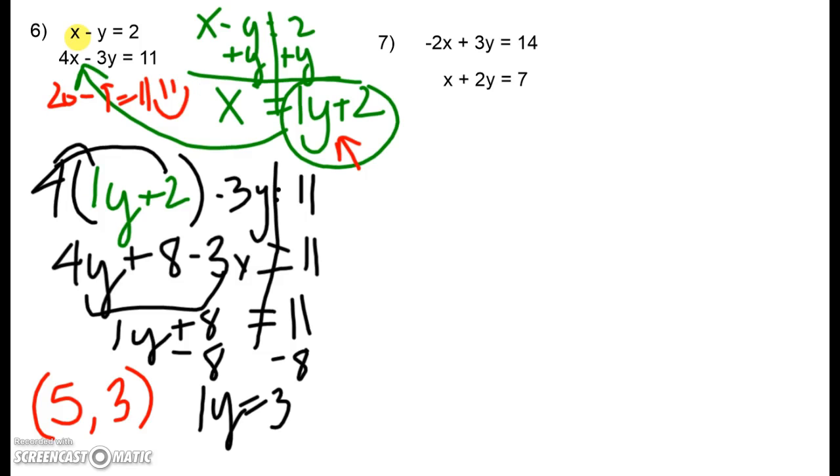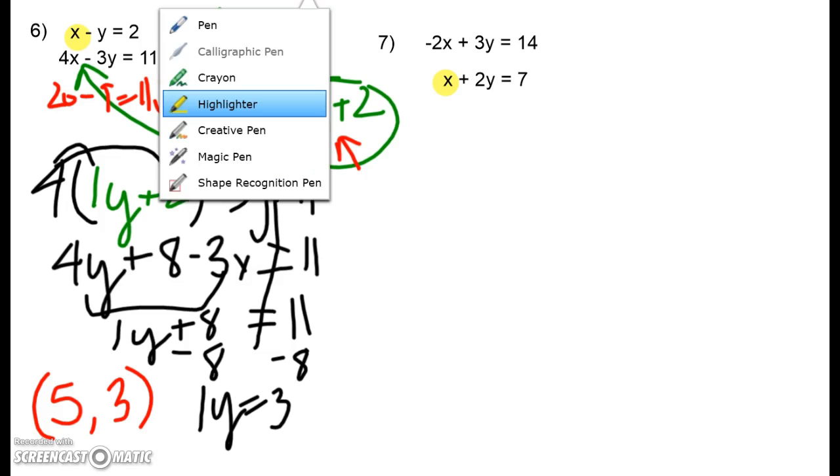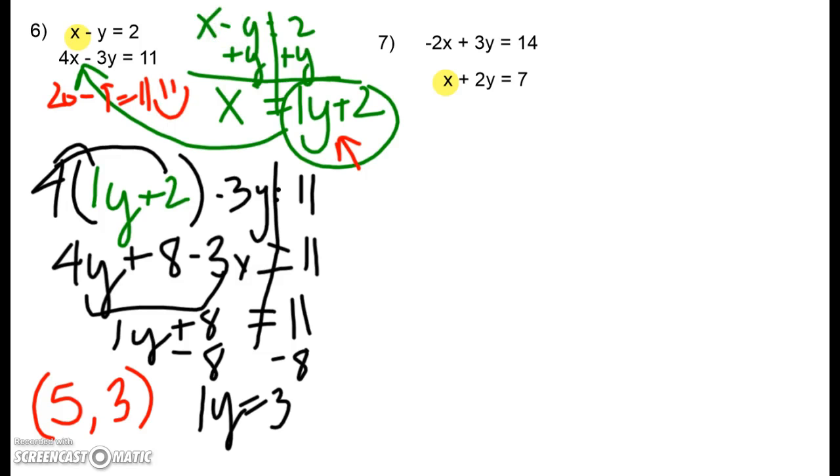All right. Let's try number 7 just to see, does that kind of come out the same? What do we do with that? Well, let's take a look at it. First of all, is either of these solved for x or y? No. But I can look, and do you see that you have just this x with a coefficient of 1? If that's true, let's solve that one for x, and then we'll go from there.